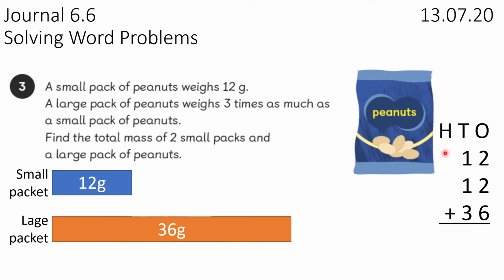So here we have 1 small packet, 2 small packets and a large packet. We're just going to use column method for this. So 2, add 2, add 6. 6 add 2 makes 8, add another 2 makes 10. Now we know we need to put our 0 in the ones column and regroup the 1. Now we've got 3, add 1 makes 4, add another 1 makes 5, and another 1 makes 6. So the total is 60 grams.